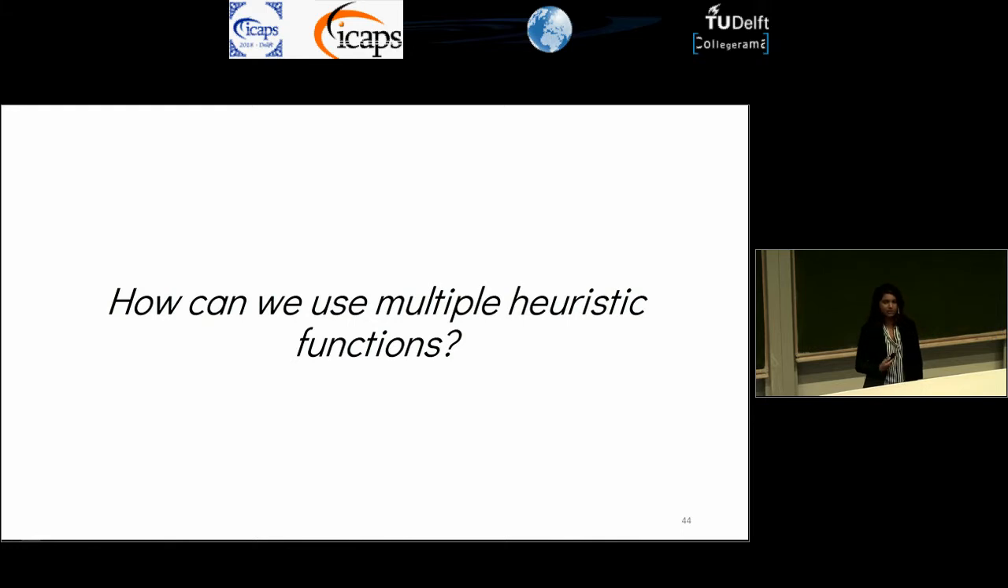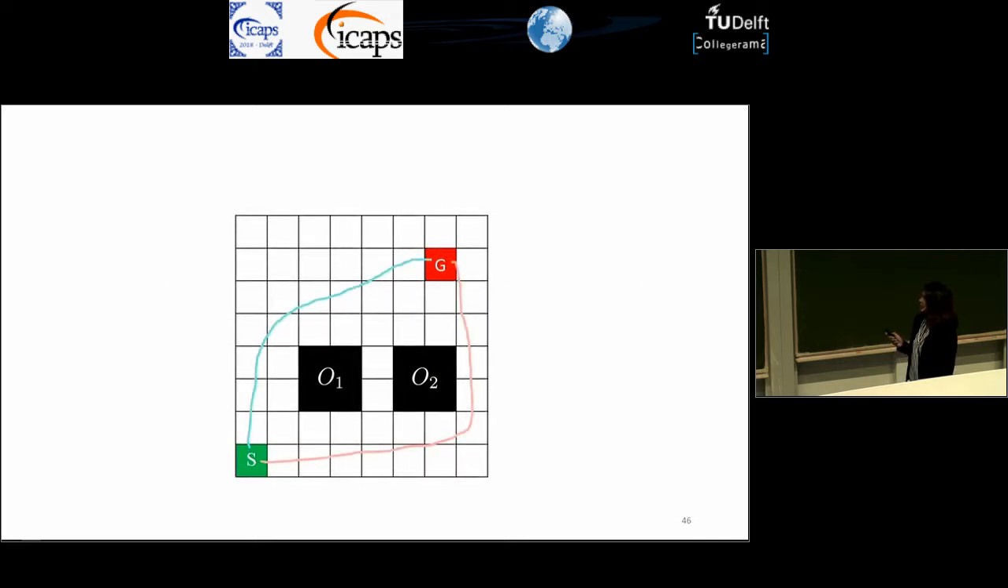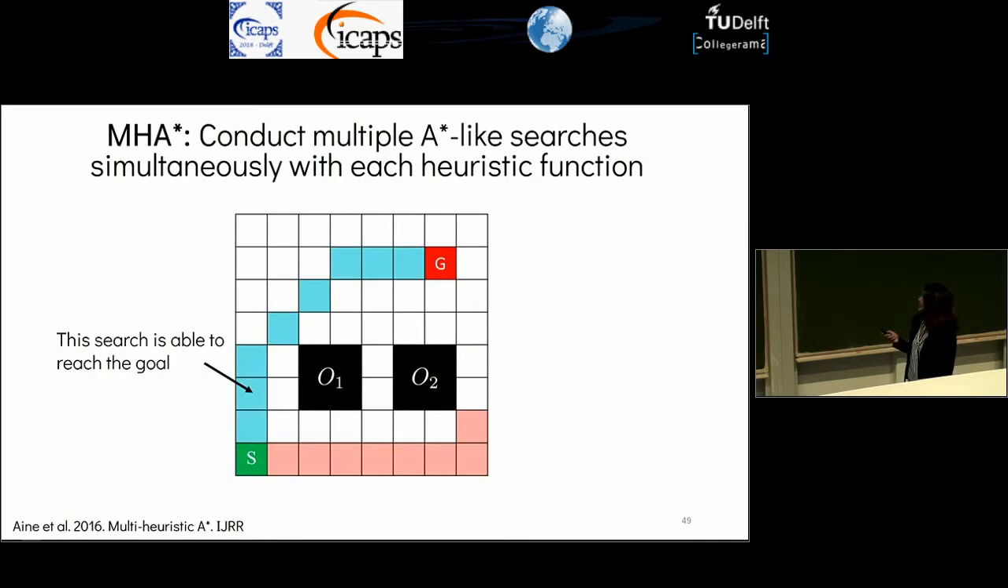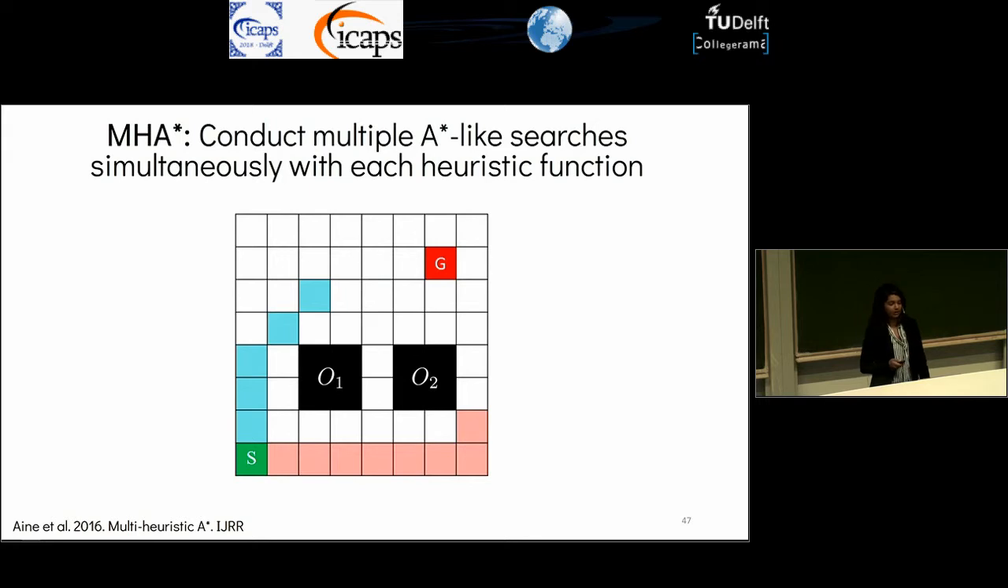Now we have multiple heuristic functions, and the question is, how do we use multiple heuristic functions? We use an algorithm called multi-heuristic A*, and let's see how this works on a simple 2D environment. Let's say these were the two trajectories that the user has provided. What multi-heuristic A* does is it conducts multiple A*-like searches simultaneously, one with each heuristic function. Each trajectory that the user's provided corresponds to one heuristic function. So in this case, we run two searches simultaneously.